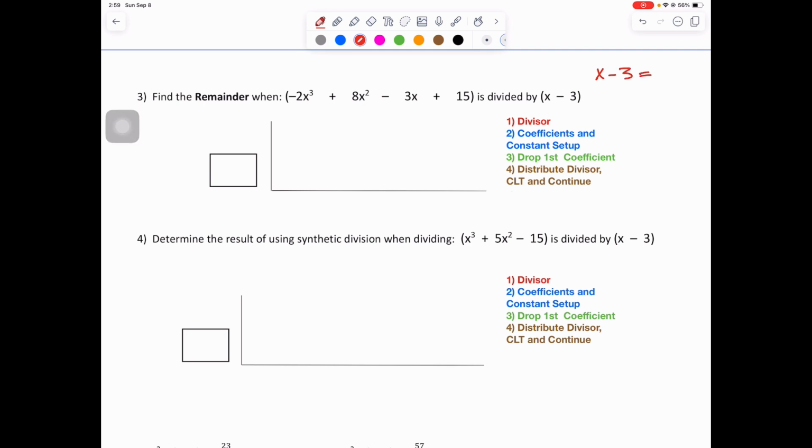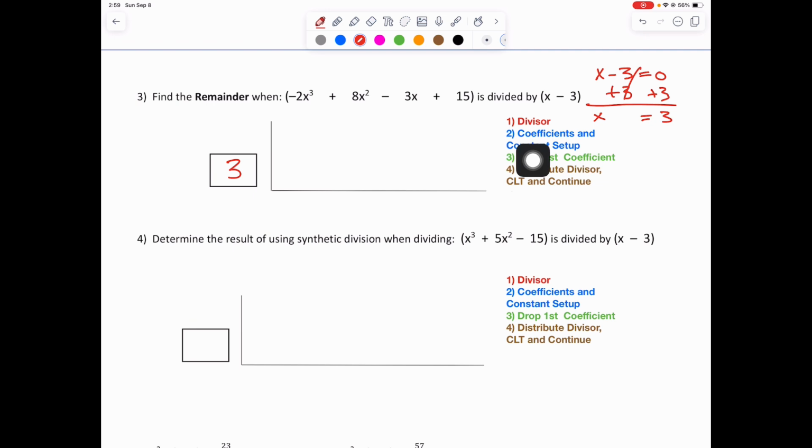And when we do so, we solve for x. Well, we need to get x by itself, so we add 3 to both sides. Essentially, x equals 3. And that right there is your divisor, that positive 3. And if you notice, we just took a negative 3 and made it positive, and we'll do that throughout.